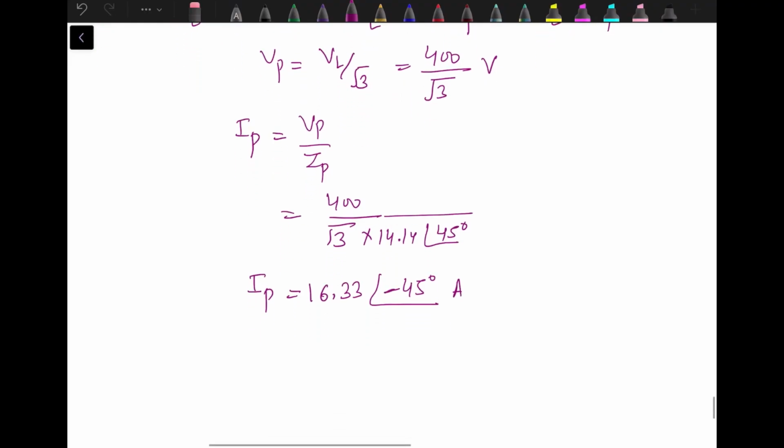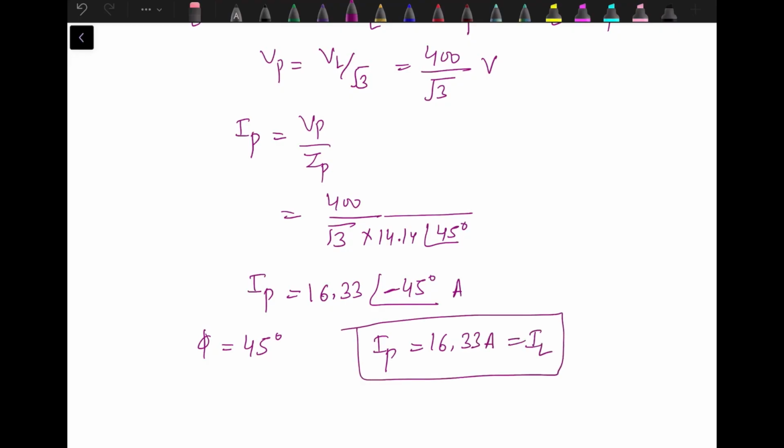So minus 45 means this current is lagging behind the voltage by angle 45. So phi is 45 degree. The magnitude of phase current is 16.33 amperes, which is the same as line current. So line current is 16.33 amperes.